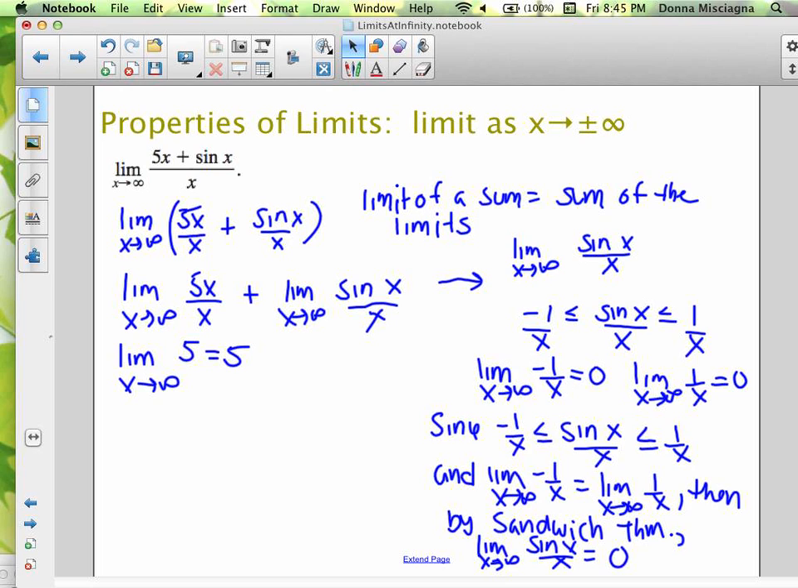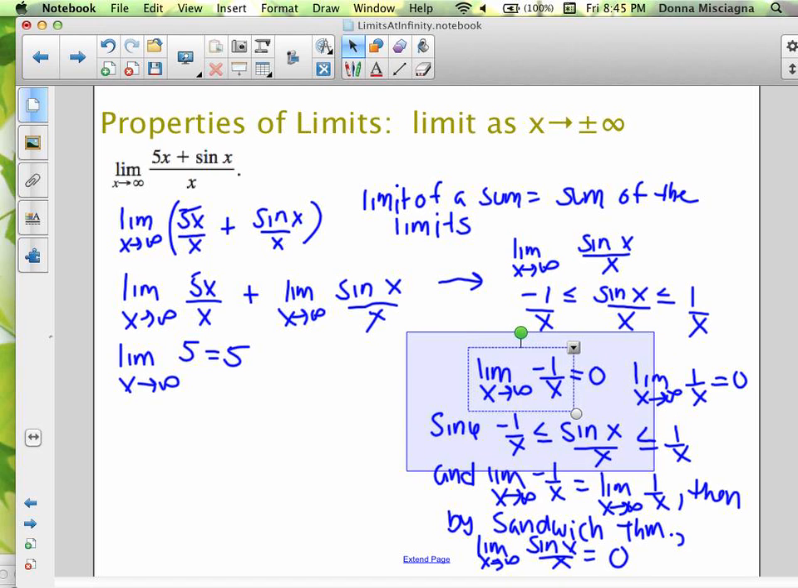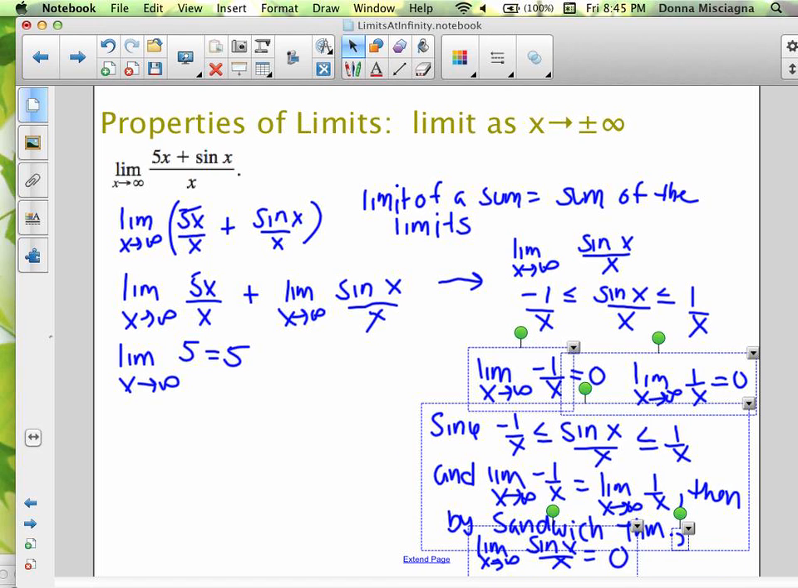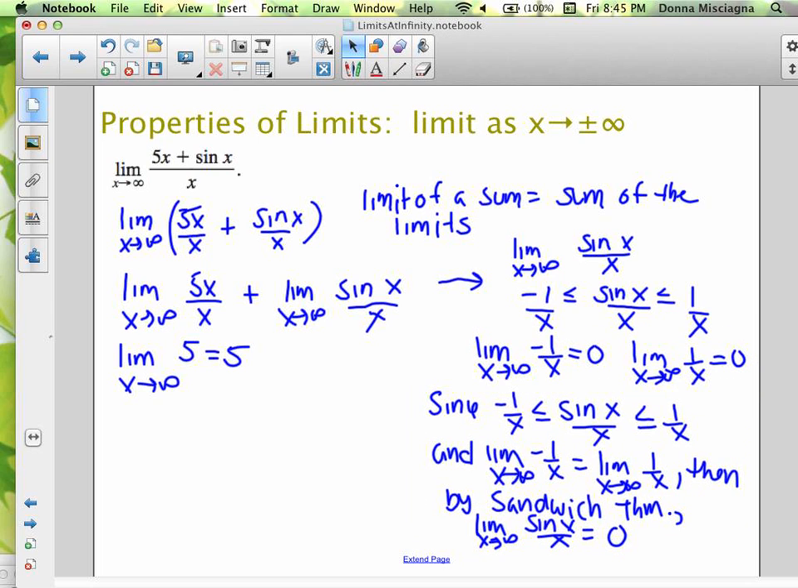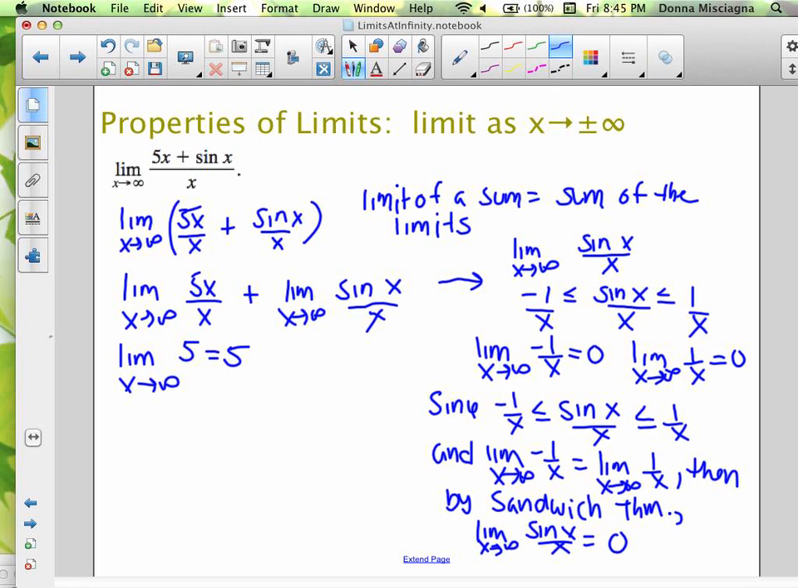All right, so you're always going to make sure you justify. Sometimes I label my functions f of x, g of x, and h of x, so then I don't have to write the functions again. But because these were really short, I didn't really bother to do that. So now we know that one's 0, and we just have our work right over there. So our limit as x approaches infinity of 5x plus sine x divided by x ended up being 5 plus 0, or just 5.